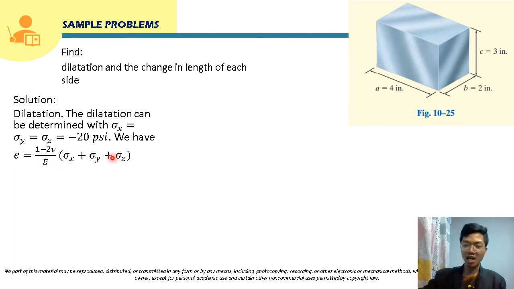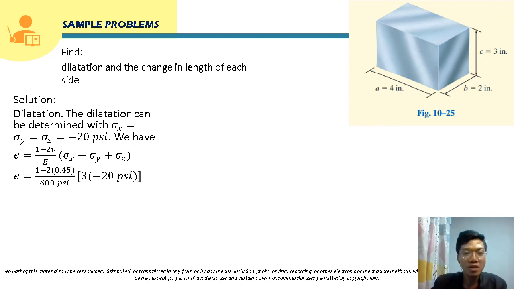Now, since this rectangular block is subjected to uniform pressure P, that pressure P will be the stress in all directions, in the x, y, and z direction, and that is compressive, so that will be negative 20 psi. Substituting this value for sigma x, sigma y, and sigma z, this will become 3 times negative 20. Since they are all equal, they are all negative 20 psi.